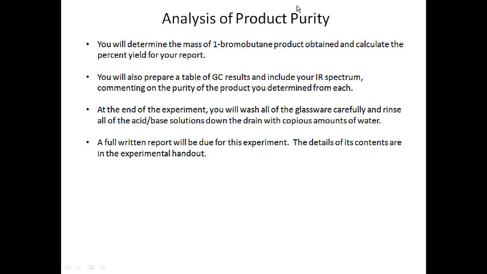A full written report is due for this experiment, and the contents are in the experimental handout. In other words, which sections of the lab report you are going to be turning in, which pretty much will be almost everything, because you do have side products and you also have a mechanism for this reaction and everything else. So this will be a full-blown lab report, and the details are in the handout. You will want to use the grading rubric for the lab reports to make sure that you've included all the sections. Okay, so that's what we're going to do in experiment 9.